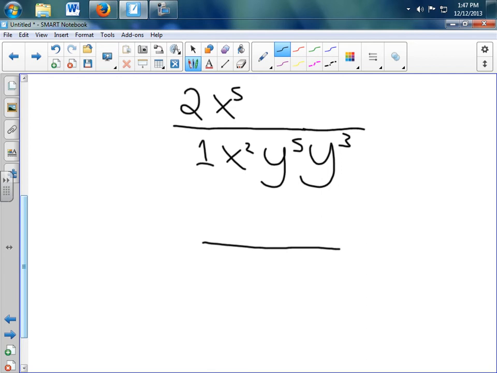I have 5 x's on the top, 2 on the bottom. I'm going to have 2x to the third. Still have my 1 down here. Okay? Y to the 5th times y to the 3rd is y to the 8th. Do I need this 1 any longer?